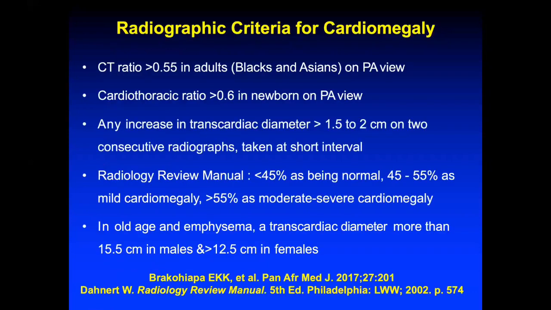Radiographic criteria for cardiomegaly: for blacks and Asians, the CT ratio should be more than 0.55. The CT ratio is more than 0.6 in newborns. Again, this is very important.